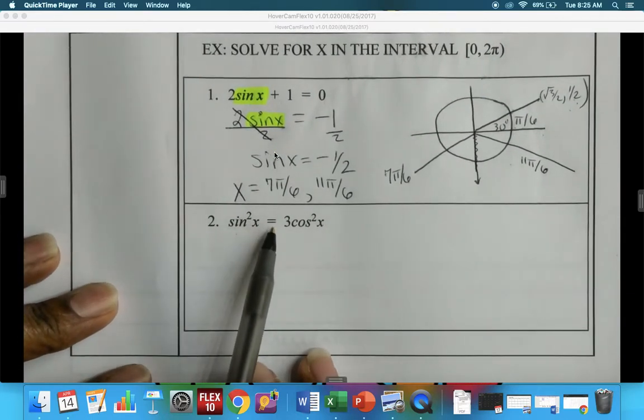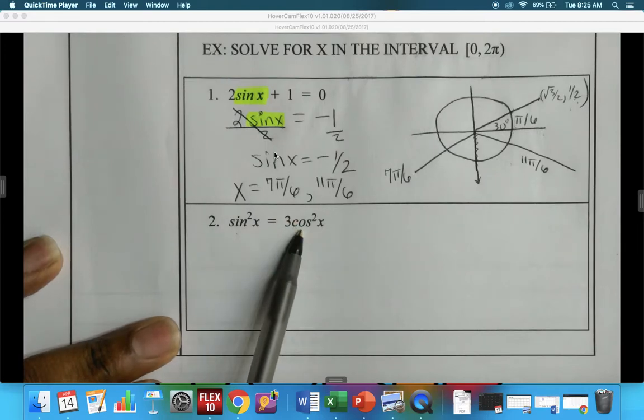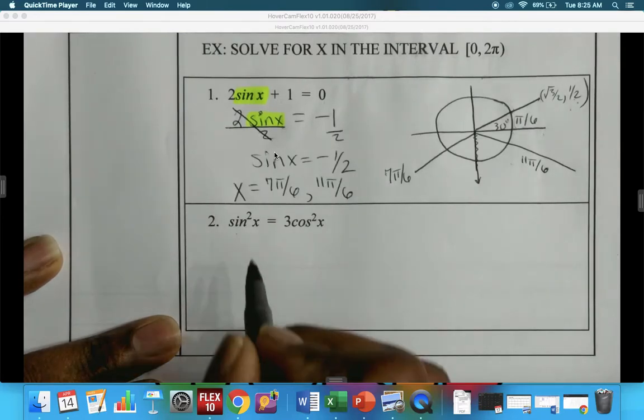Sine squared x equals 3 cos squared x. So it's now a case where we have a sine and a cosine. We have two different trig equations, two different trig functions. So it's our job to rewrite this, hopefully if we can, using some identities so that we only have one trig function.